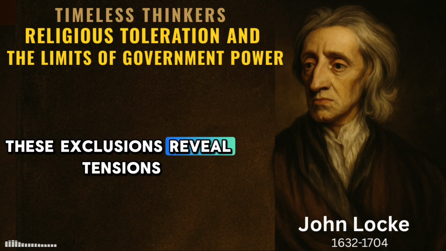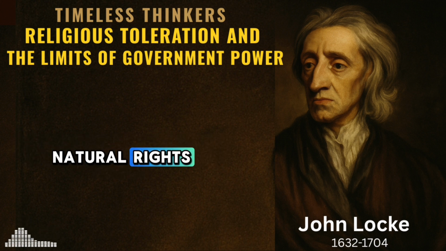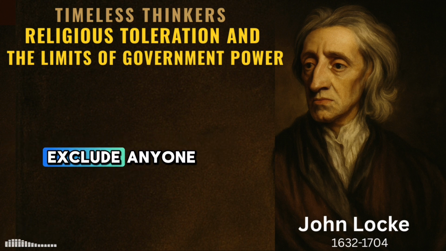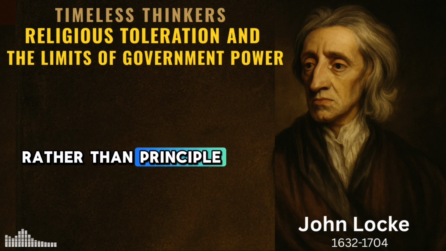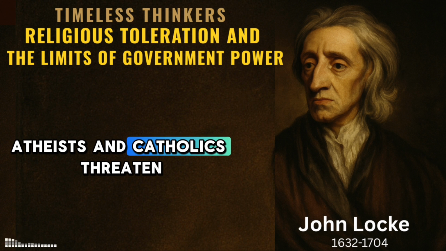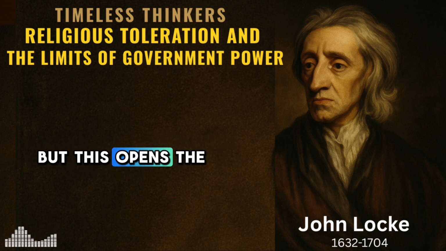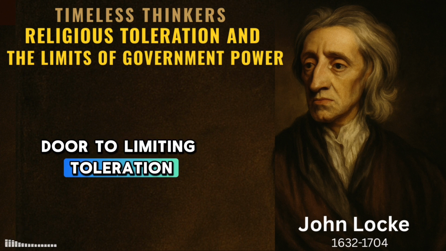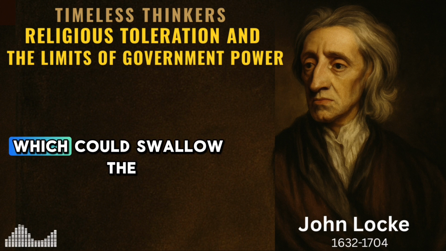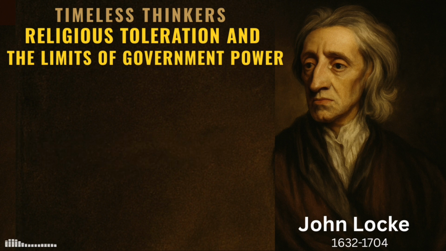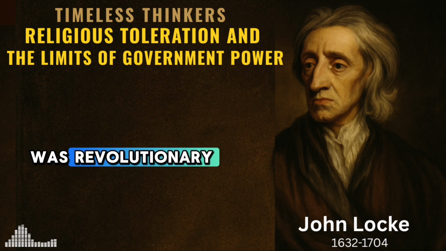These exclusions reveal tensions in Locke's liberalism. If toleration follows from natural rights and limited government, why exclude anyone? Locke's answer seems pragmatic rather than principled. Atheists and Catholics threaten civil order in ways other dissenters don't. But this opens the door to limiting toleration whenever government judges that a religious group threatens stability, which could swallow the principle entirely. Despite these limitations, Locke's argument for toleration was revolutionary.